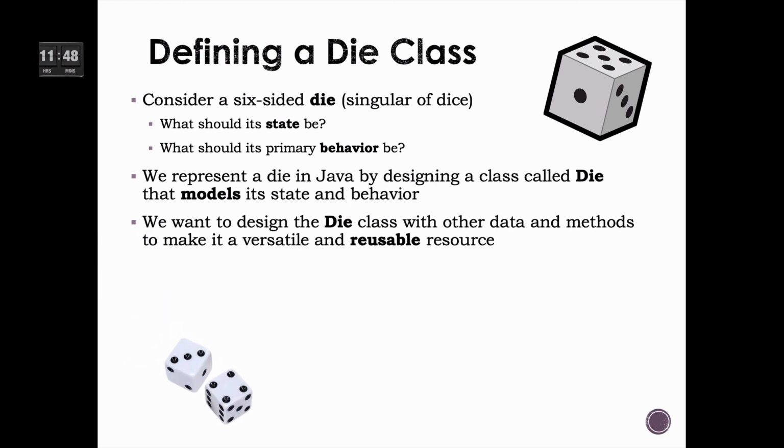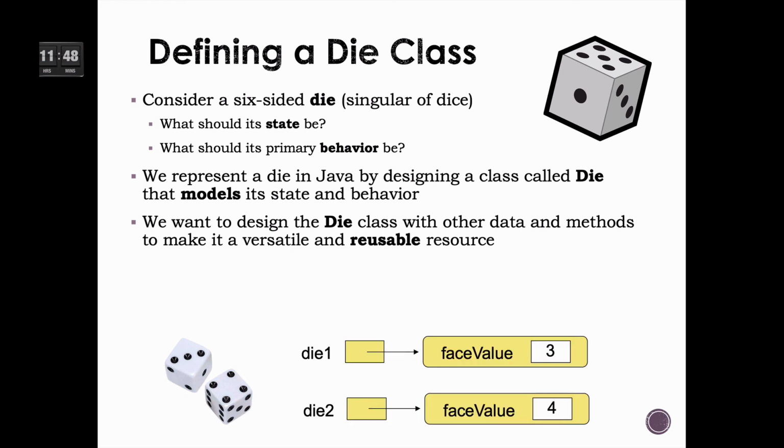So here we're rolling two dice. One happens to roll a 3 and the other happens to roll a 4. What happens inside the code that represents these two dice is that we will have a variable, let's call it die1, which represents this first die, and it has a value, the face value, which contains the number 3, which is what this die has rolled, and another one, which represents the number 4, which is what this other die has rolled.